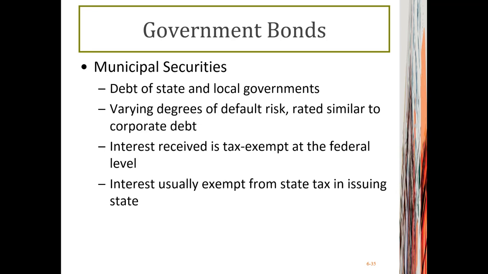Municipal bonds can be issued by state governments such as the state of Tennessee, the state of Georgia, the state of California, and so on and so forth. They can also be issued by county governments as well as city governments. And most municipal bonds have a so-called tax-exempt provision, which means the interest received by the bondholder is tax-exempt at the federal level.